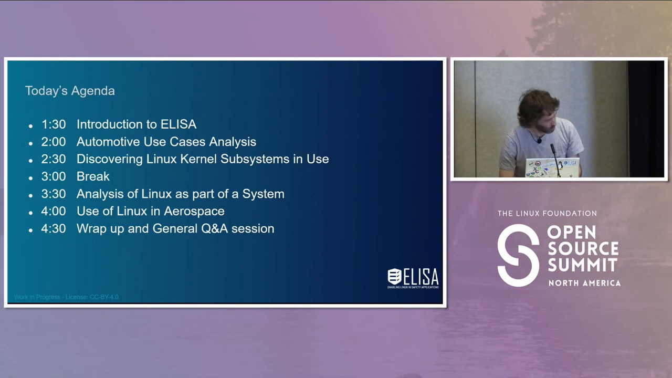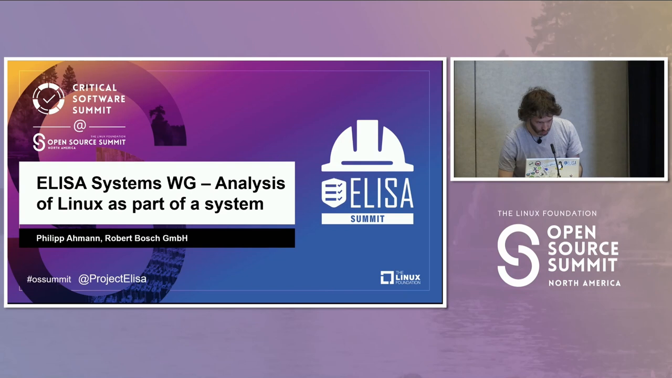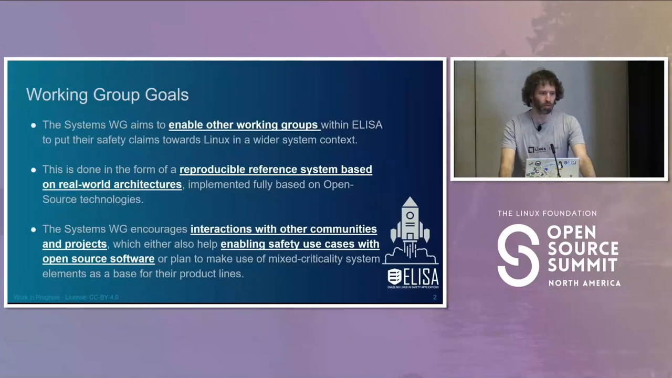Right. The next part is about the systems work group. The systems work group is not that old. There have been other work groups before with the medical devices, automotive, and so on. The initial idea was to have it more as an industrial IoT work group, as a new vertical. But we figured out that there are also repetitive architectures in various systems, and then we need something to put the different working groups into a context of a system.